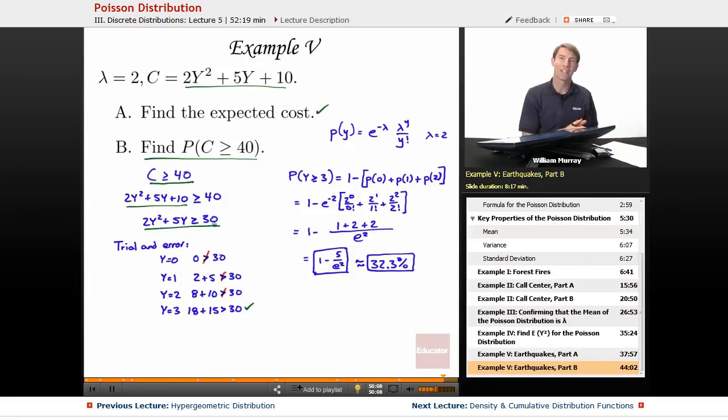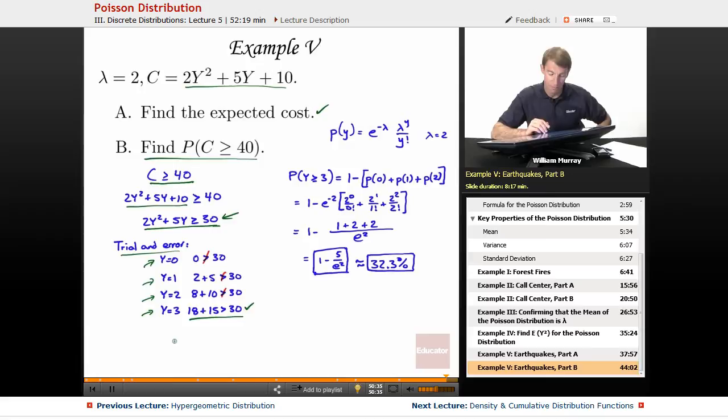That's because y is a discrete random variable. So we're not looking for a real number for y. We're looking for whole numbers for y. Since there's not an easy way to solve that, I just used trial and error. I plugged in some different values of y until I figured out which values of y would make that true. The first one that worked, that made it true, was y equals 3. And of course, all the other y's after that will make it true.